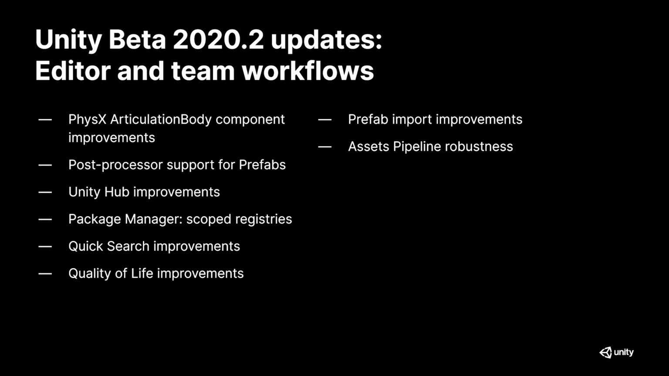We also made assets pipeline more robust, with the import determinism check. Asset Database Consistency Check in 2020.2 provides a feature that checks whether the assets produced by importers remain consistent with the original asset and its dependencies. It can be enabled by manual reimport or by command line. These are the major updates for editor and team workflows. Again, you can check the beta release notes for the full list of updates and fixes in 2020.2.